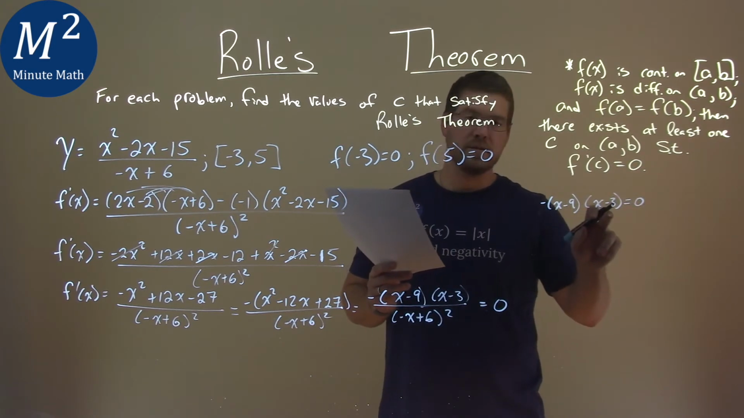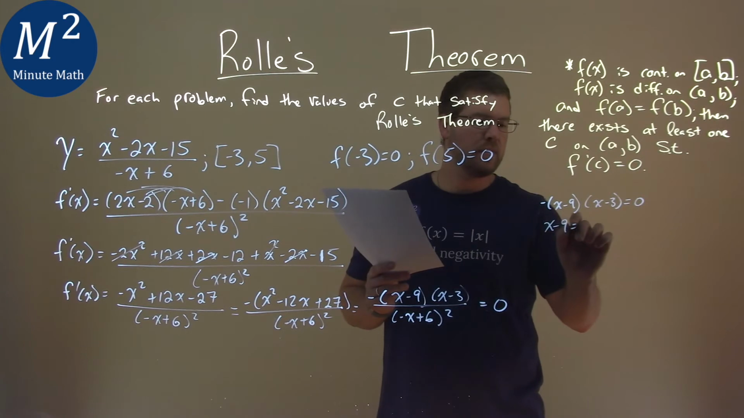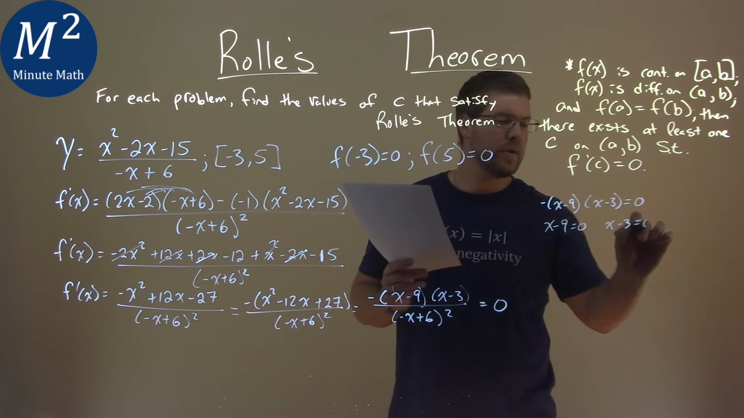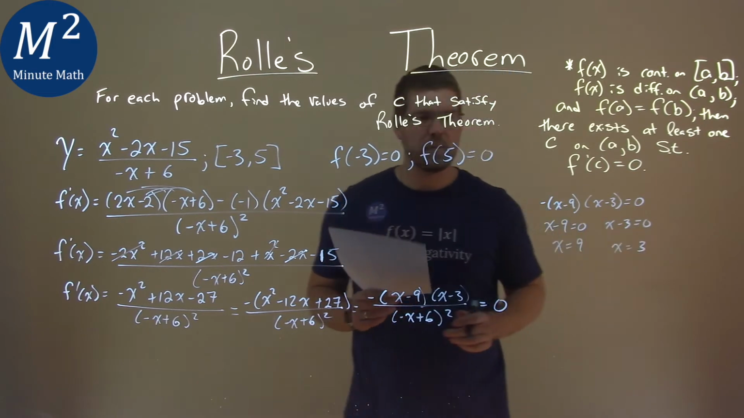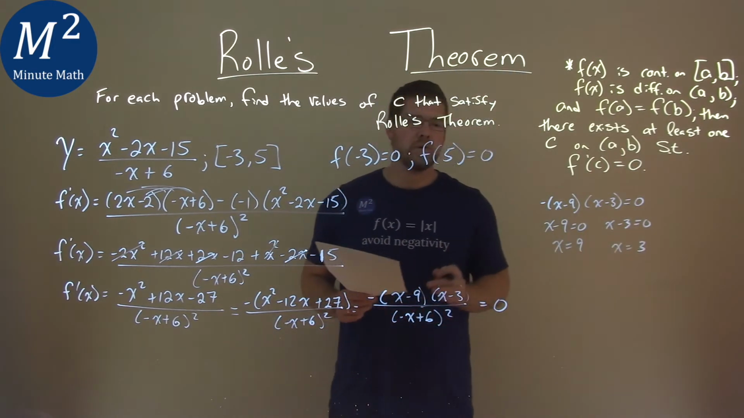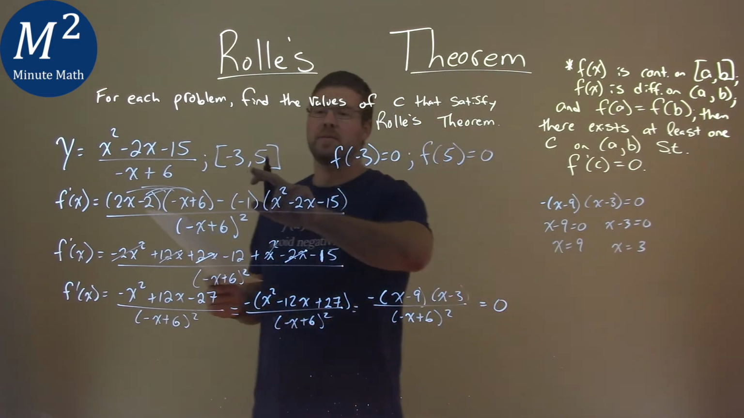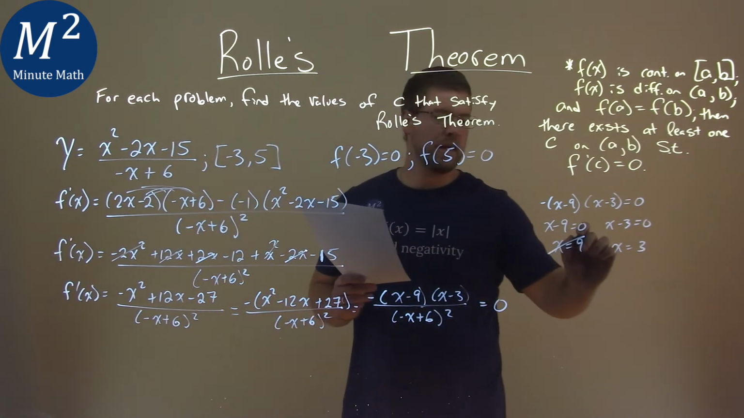We set both parts equal to 0. x minus 9 equals 0, x minus 3 equals 0. And so we have x equals 9 and x equals 3. Now, be careful here, x equals 9 is not within my interval, so we don't count that one.